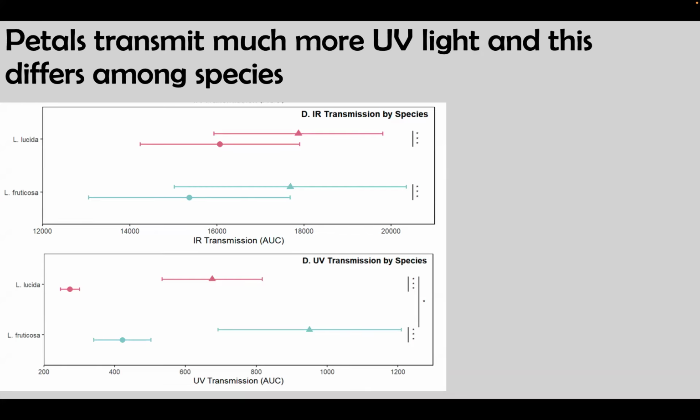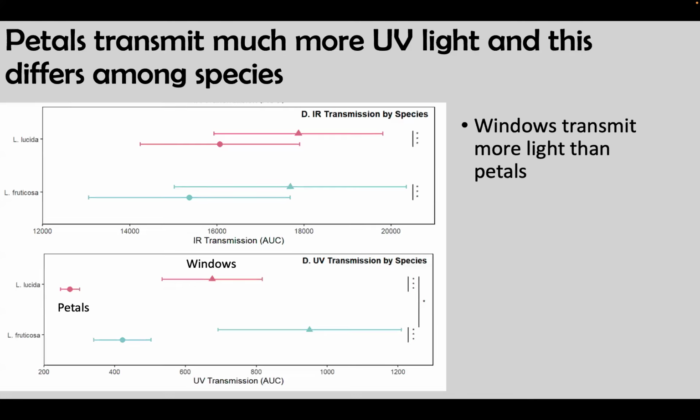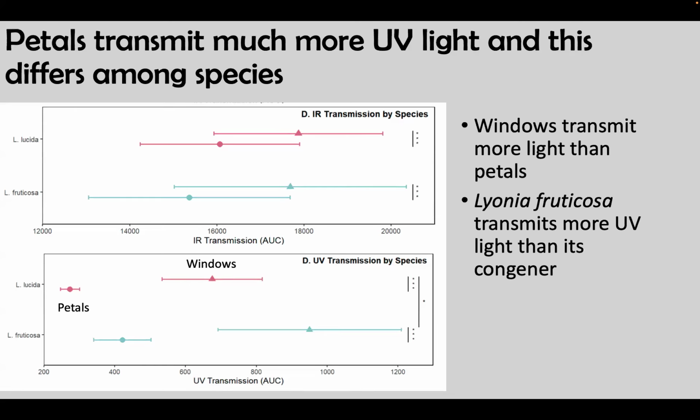So the petal portion, the colored portion, lets through very little UV. The window lets through much more UV in both of these species, a little bit more in the white one. There's no difference between the windows and petals in IR, but they're letting through a lot of IR light. So they're transmitting a ton of light, and Fruticosa is transmitting a lot more UV. That's kind of cool. Maybe this is a cool system to test my idea.